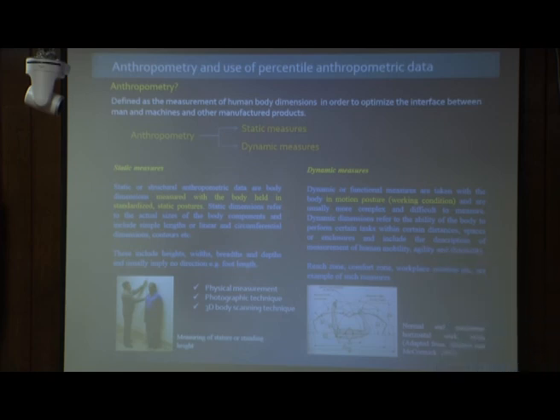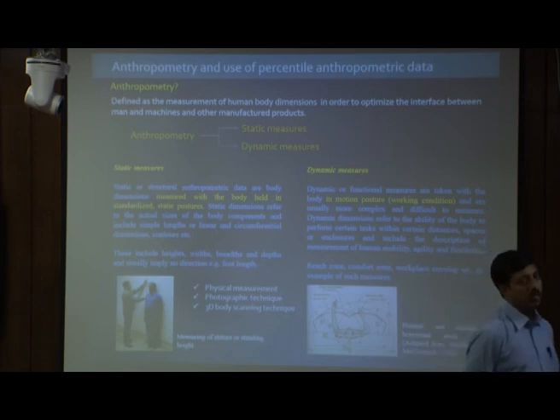Now coming to our main topic, that is anthropometry and use of anthropometric data. So first we know what is anthropometry. Anthropo means related to human and metry means measurement. So anthropometry actually indicates the measurement of the human body. It is defined as the measurement of human body dimensions in order to optimize the interface between man, machine and other manufactured products.